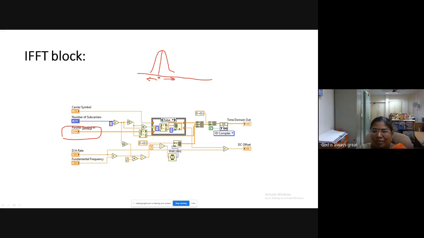Those frequency domain values will be pumped into the inverse FFT block. This inverse FFT gets the complex values, finds the time domain version of it, and gives the output for us. So whatever your input signal is, for every subcarrier, you get your time domain output of the signal, which you can view using your scope here.